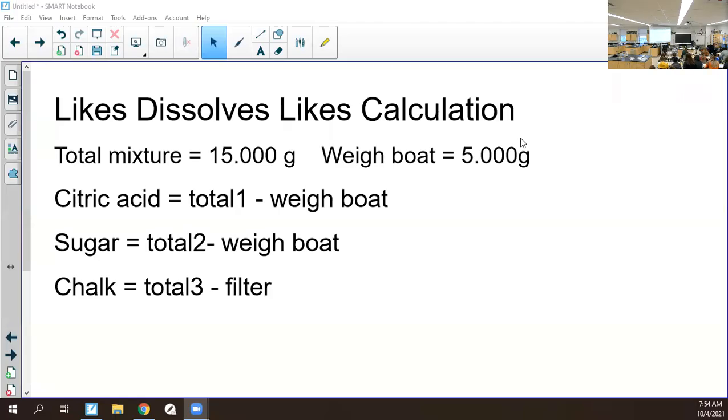Unless you already had it. So then, let's see, let me double check. Okay, so now what I want you guys to do is go down to mixture sample and mass of mixture and small weigh boat. You're going to say 15 grams.